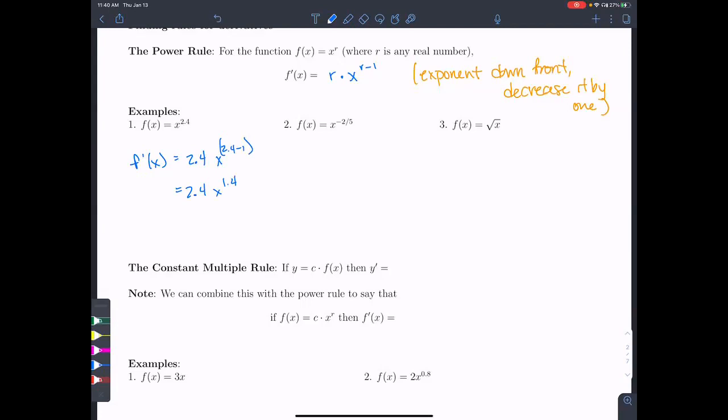For number 2, f prime of x, the derivative, is going to be exponent down front, so negative 2/5 x to the negative 2/5 minus 1. So you're looking at negative 2/5 x. That's minus 5 over 5, what, negative 7/5?